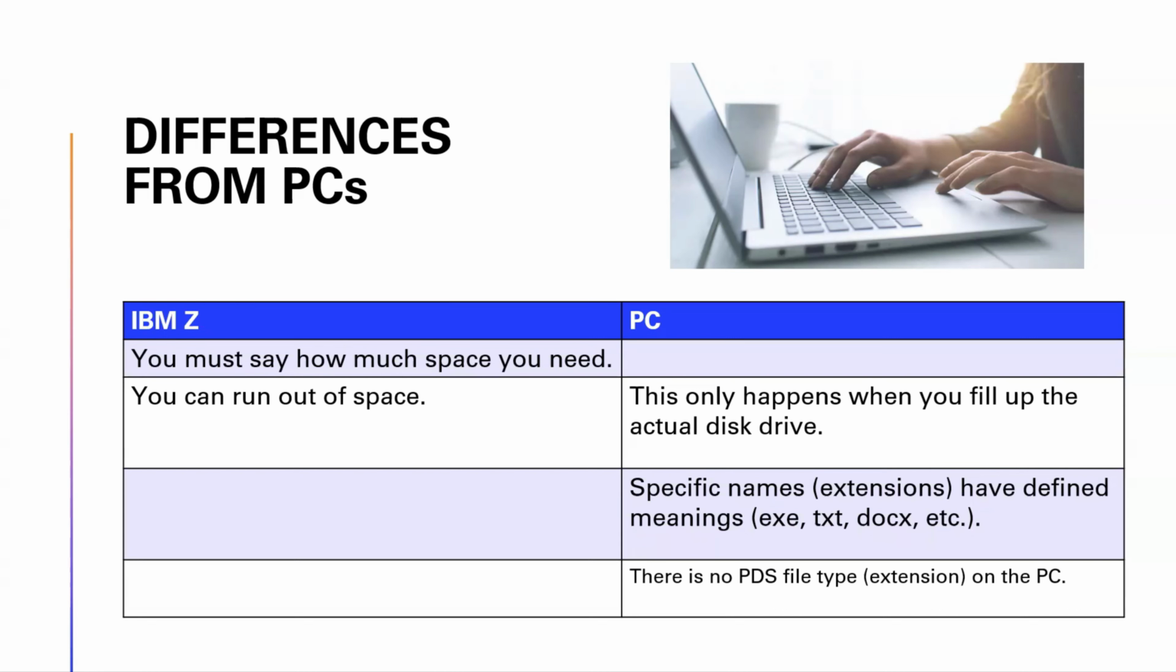And again, as I mentioned in the previous section, there's no PDS file type in Windows or Unix, Linux. That's your directory or your folder, and so you store files into that. And so that's about the best parallel that you can get on the PC.